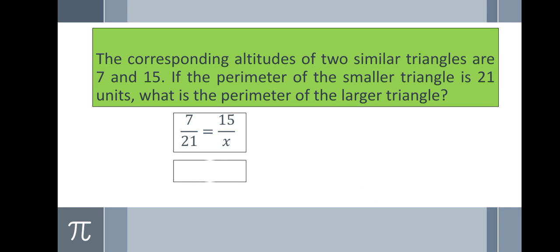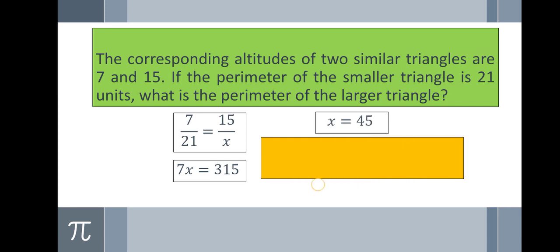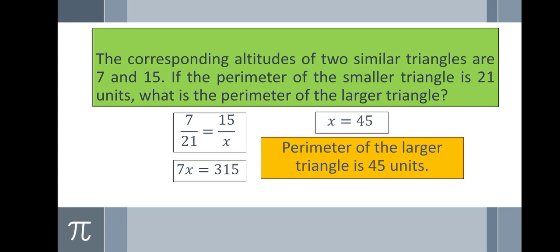Cross multiply to get 7x is equal to 315. Get the value of x by simply dividing both sides by 7 to get 45. Now, to answer the question, the perimeter of the larger triangle is 45 units.